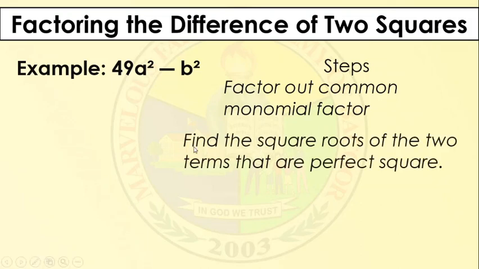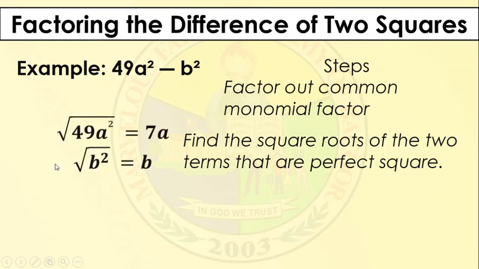Proceed tayo sa step number 2. Find the square root of the two numbers that are perfect square. Okay? So, anong square root ni 49? So, ang square root ni 49 ay 7 kasi 49 is a perfect square number. And then 7, if we're going to multiply 7 to itself, so 7 times 7, the product is 49.